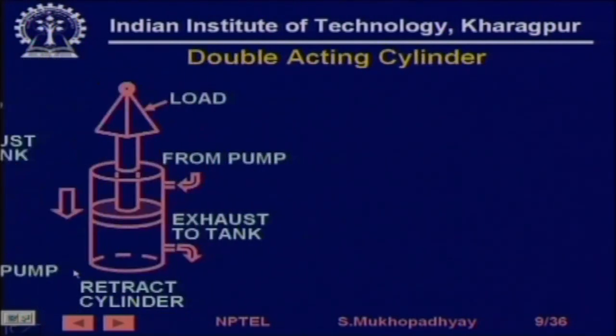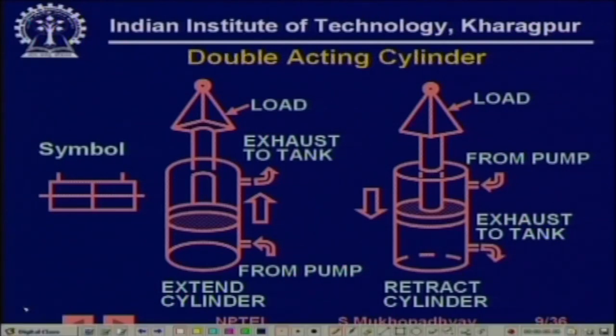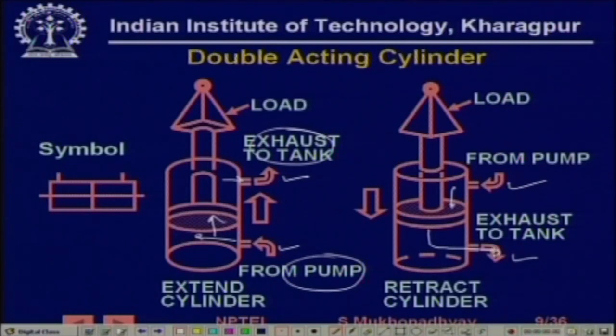Double acting cylinders are also very simple devices. Here you can see that you have two ports, one for pump and the other for tank. If you connect this one to pump and this one to tank, then the fluid will enter here and go out here, and the piston will be pushed in this direction. On the other hand, if you reverse that, taking this one to pump and this one to tank, then fluid will enter here and go out through the other direction.